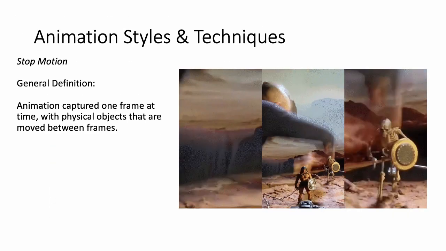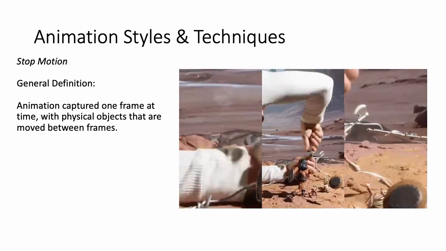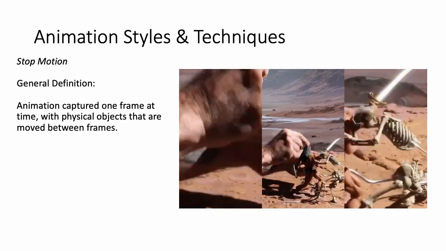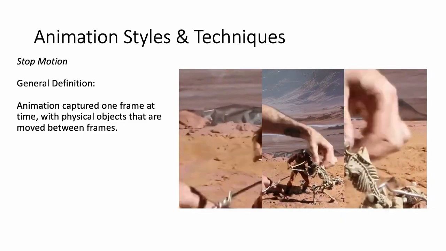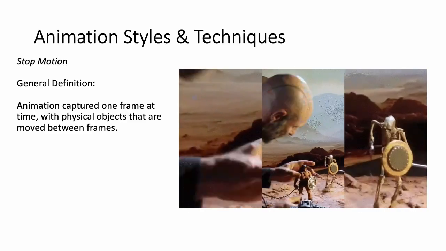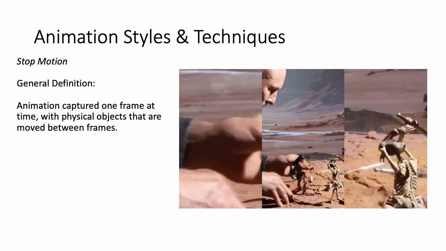Stop motion is a broad term in the world of animation, but generally speaking, it's animation captured one frame at a time with physical objects that are moved between frames. Let's take a look at some of the different types of stop motion animation.